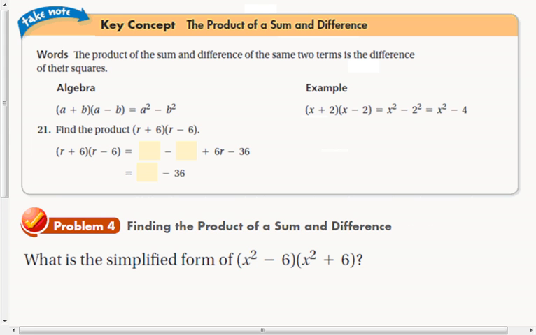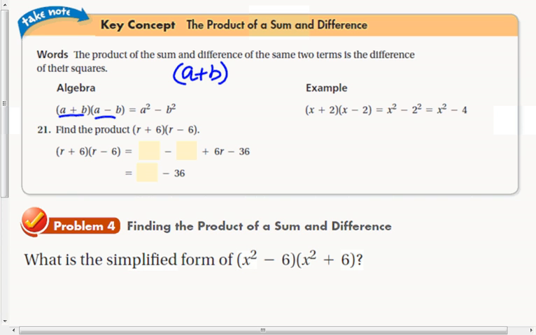All right, another property we are going to use here is what happens when you have the product of the sum and the difference of the same two terms. We call this the difference of two squares. When you have a plus b times a minus b, that's equal to a squared minus b squared, and I'll show you why here.